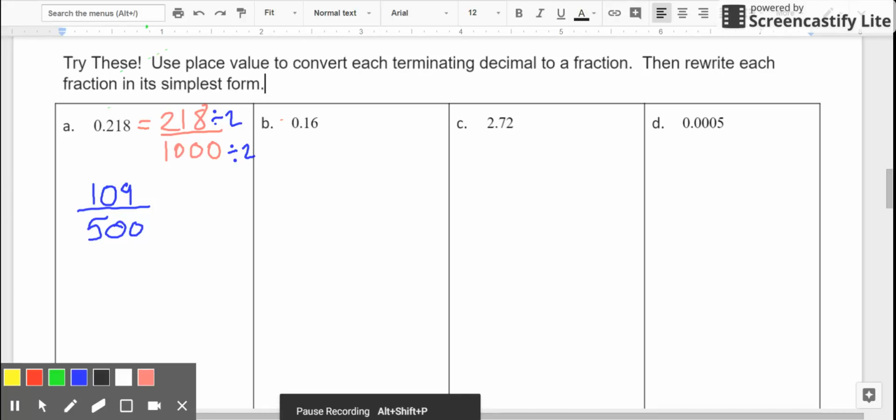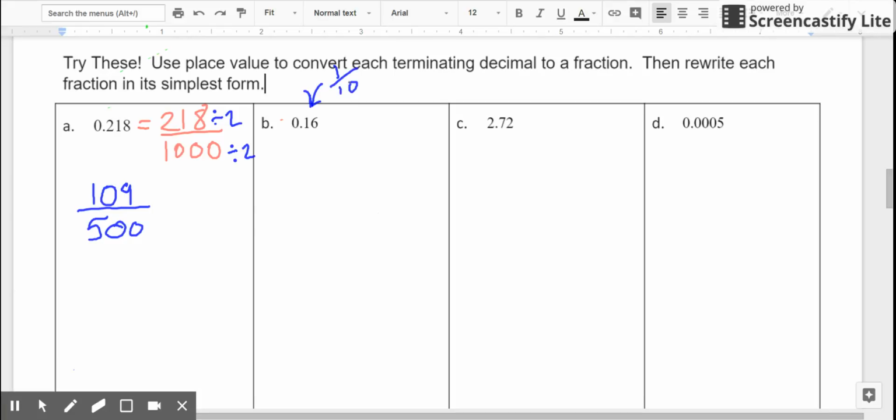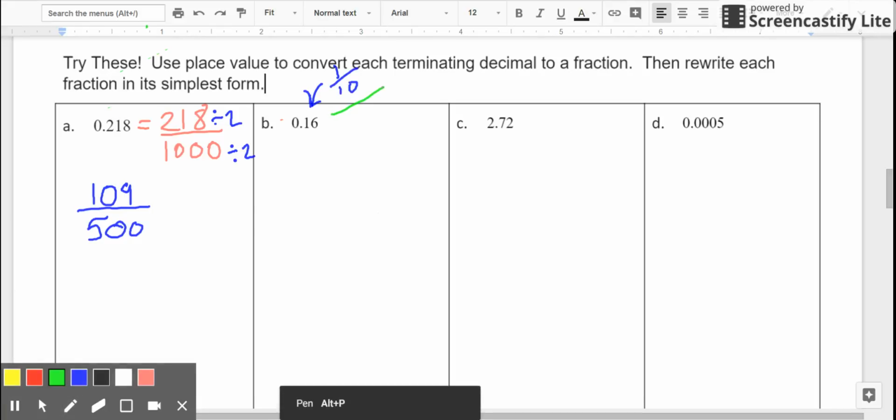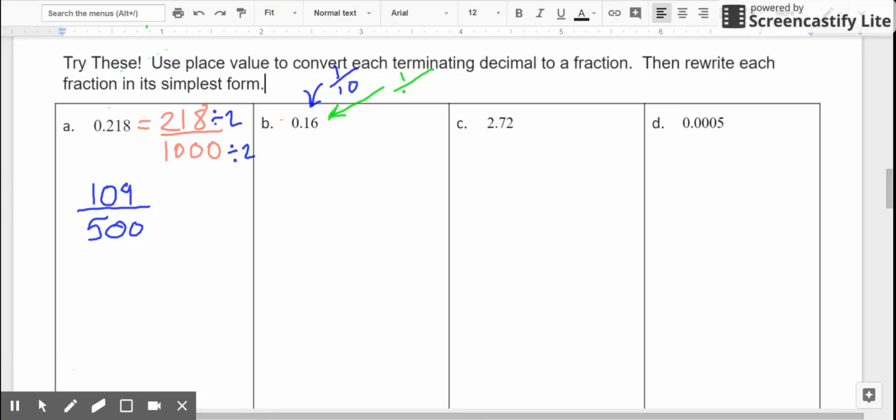109 and 500 have no more common factors, right? Let's take a look at part B, 0.16. We're using that same strategy here. We're saying, hey, that 0.1 represents my tenths, and that 6 after the decimal represents my hundredths.